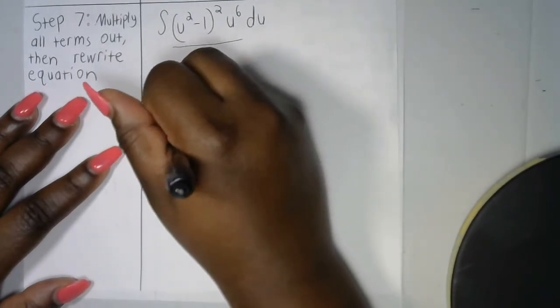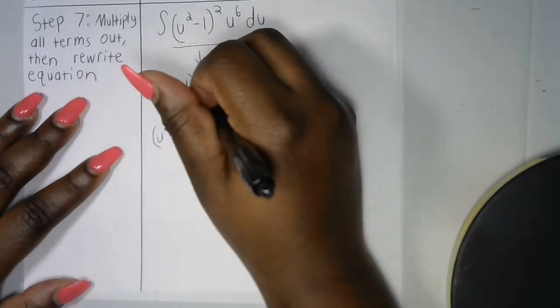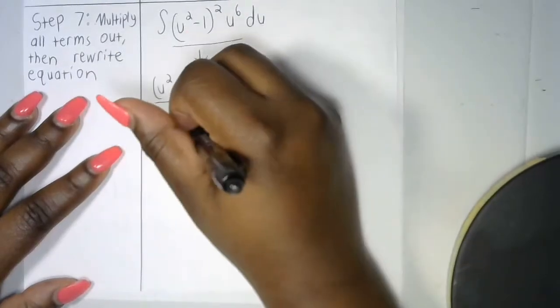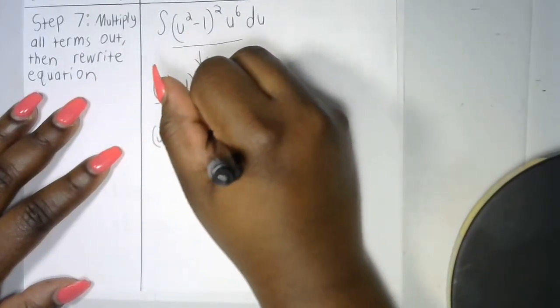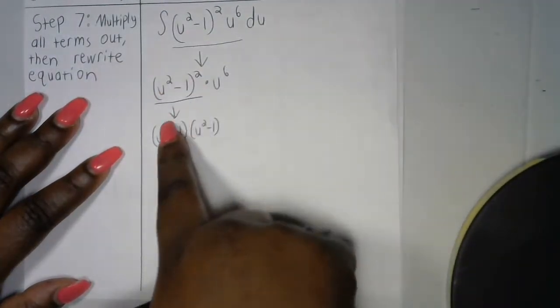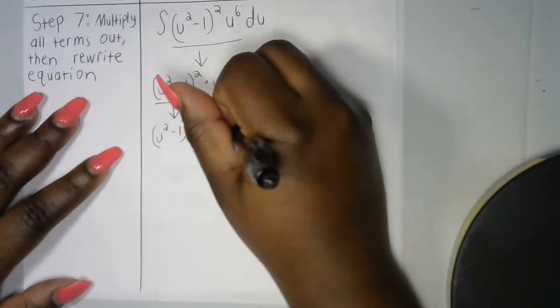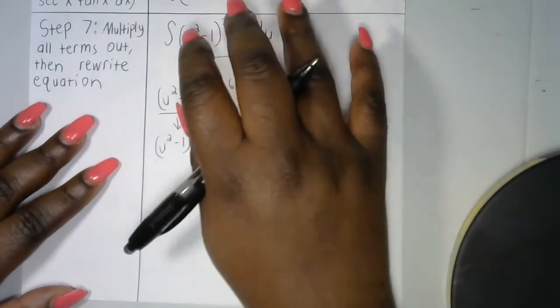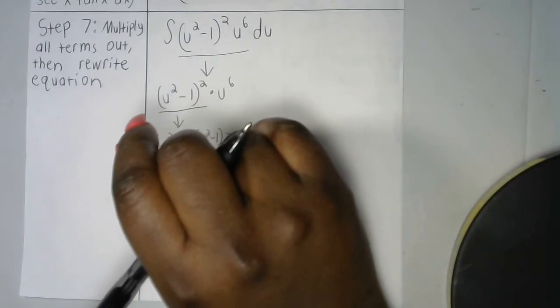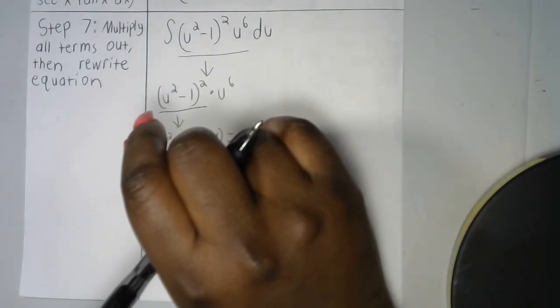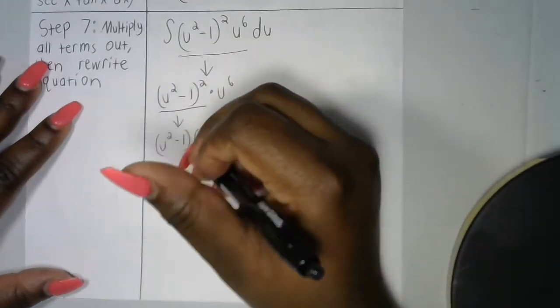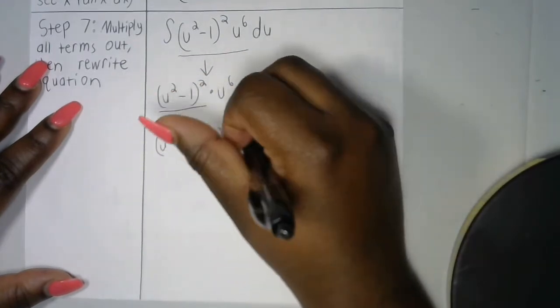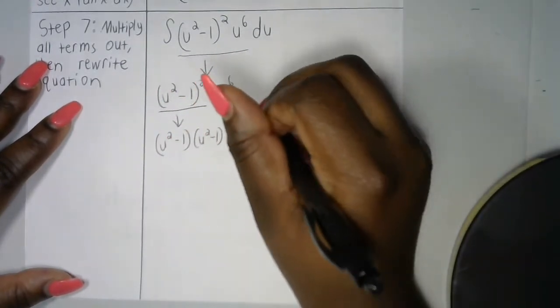U squared minus 1 squared is equal to u squared minus 1 times u squared minus 1. So this squared is just this two times. Let's FOIL that out. If you remember from high school math or college algebra, FOIL is first, inner, outer, last. So the first terms are u squared times u squared. That's u to the 4th.